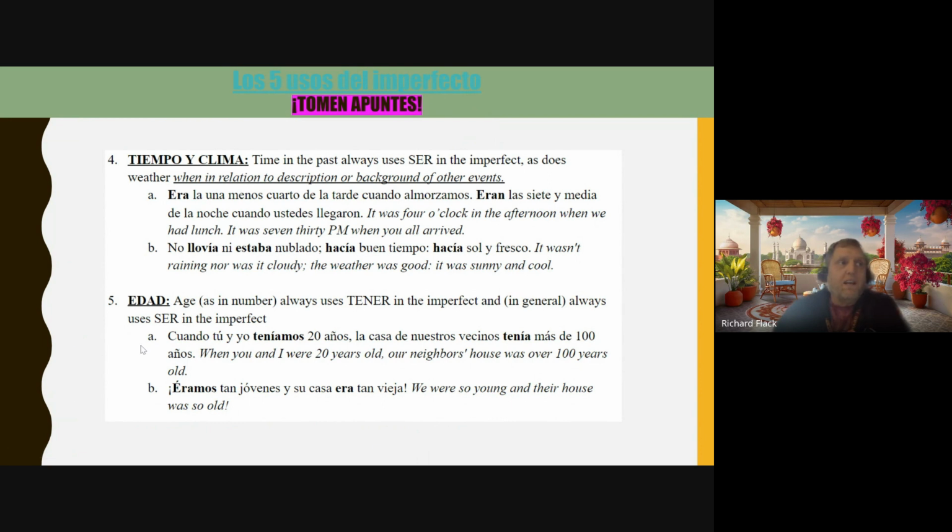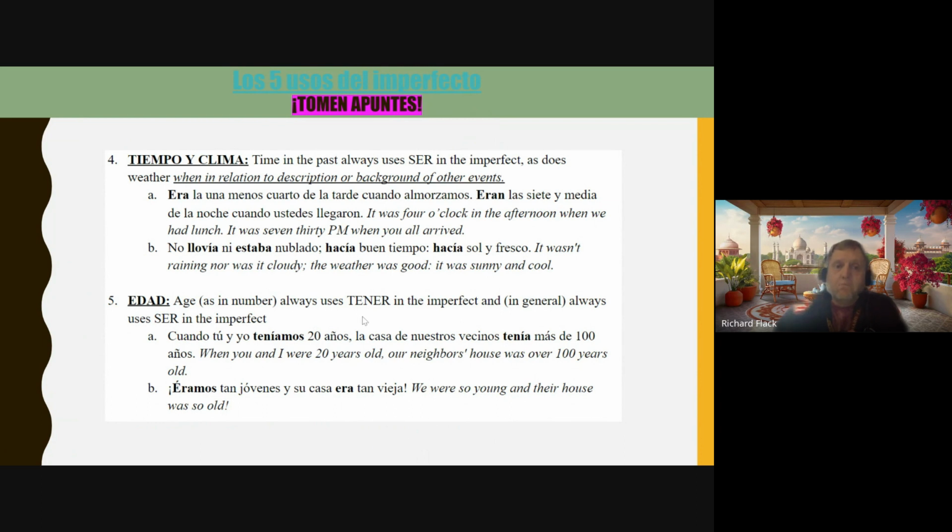Okay, and then the last one, edad, age. Anytime we're talking about age, whether as a number, how old somebody is, or as a concept of being young or old or middle-aged, it always uses the imperfect. So, for example, cuando tú y yo teníamos 20 años, we're expressing the actual number of age, imperfect tense. Éramos tan jóvenes y su casa era tan vieja. We were young and the house was really old. So we're talking about age, but not in a number form, just a general idea. Either way, anytime you're talking about age, it goes in the imperfect.